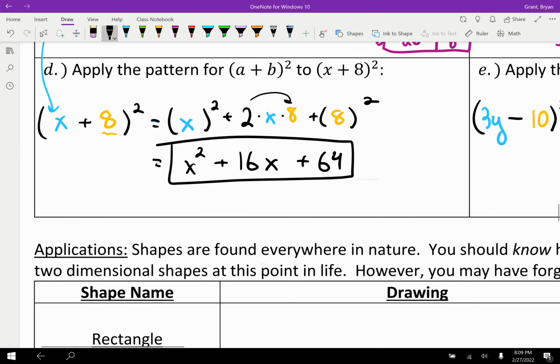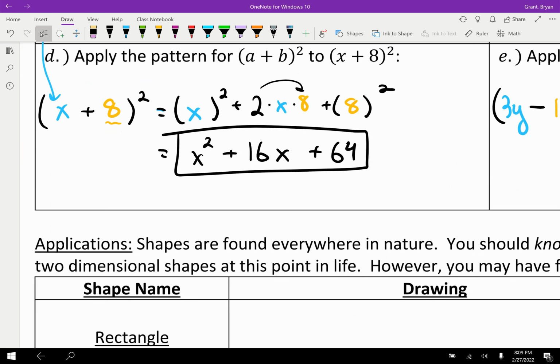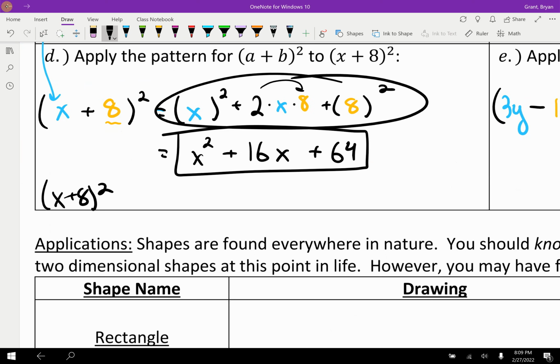Now, again, I don't want you to feel overwhelmed and be like, oh my gosh, this class just took a crazy turn. It didn't. It just took a small little detour, and we're going to jump back on the regular path shortly. Now, if you wanted to do x plus 8 squared without using this formula, could you?